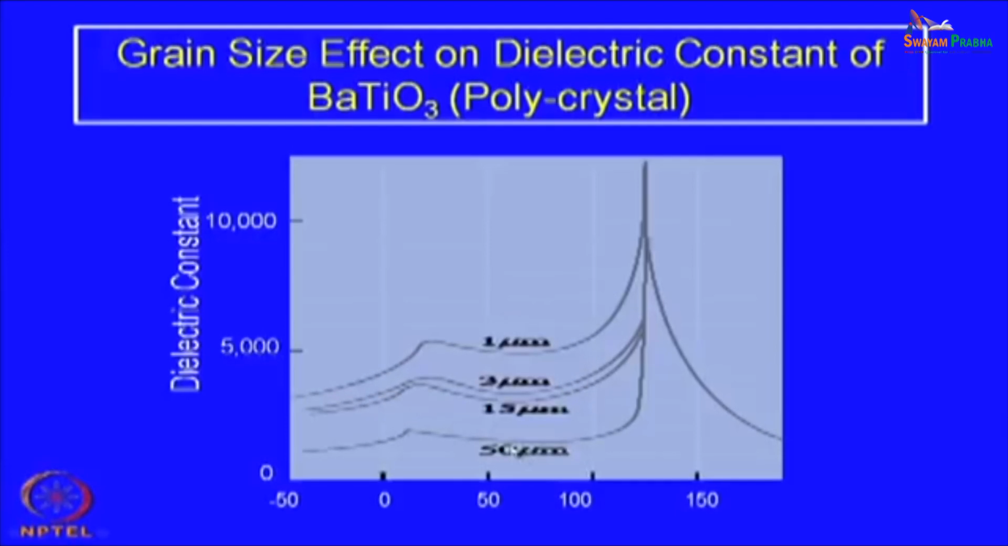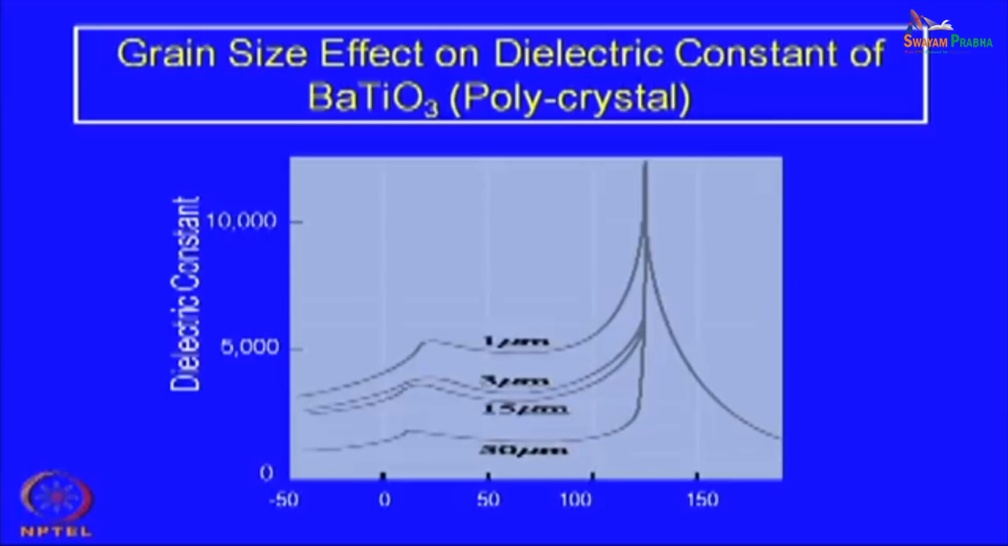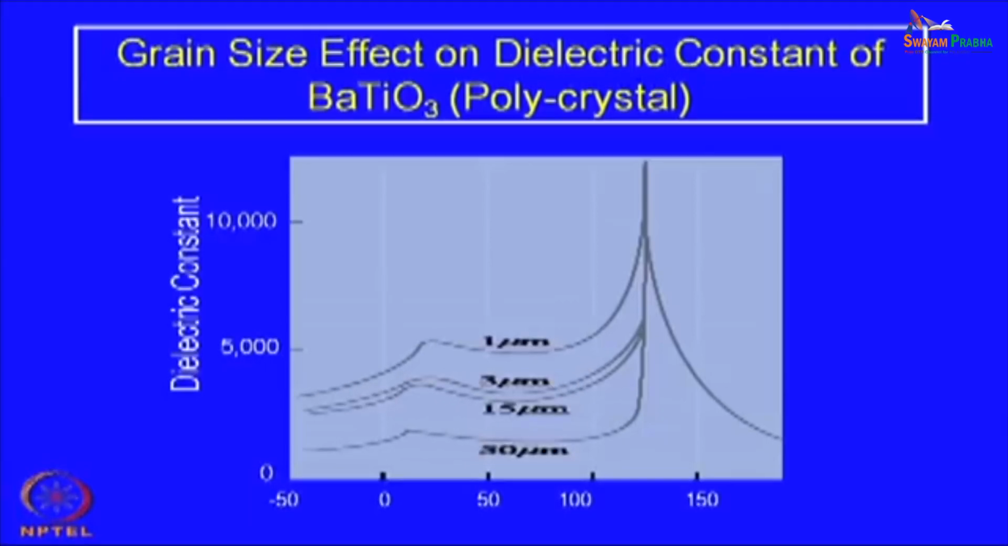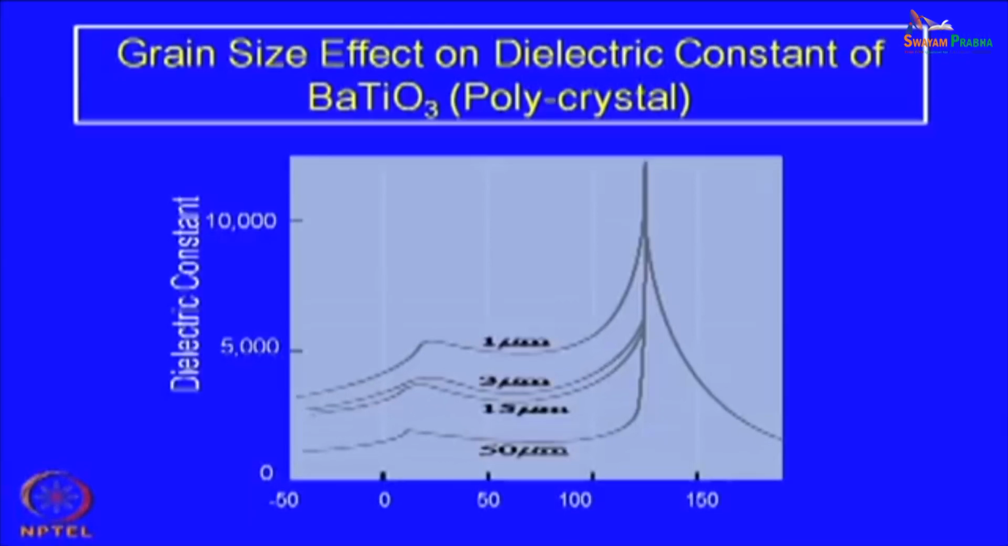So, if you have a 50 micron larger grain size, the dielectric constant is low, whereas higher values of dielectric constant are obtained when the grain size is small, and that is primarily related to the domain wall movement. Okay. So, there is some kind of relationship between the domain walls, the size of the domains, and the crystals.